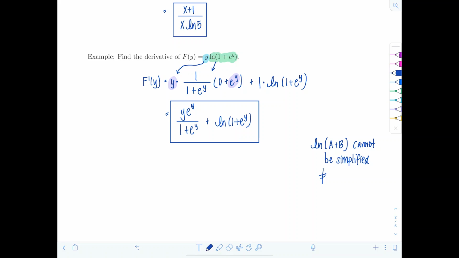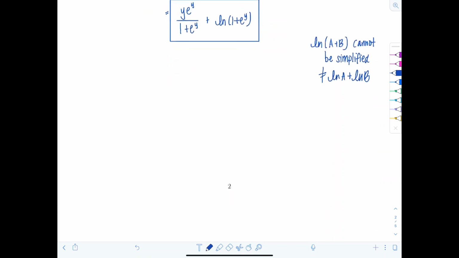It does not equal ln of a plus ln of b. No, no, no. In case you're rusty on your properties of logarithms, I'll link a video here for my Precalculus playlist where I go through the logarithm properties because you're going to need it. All right, let's do another example.